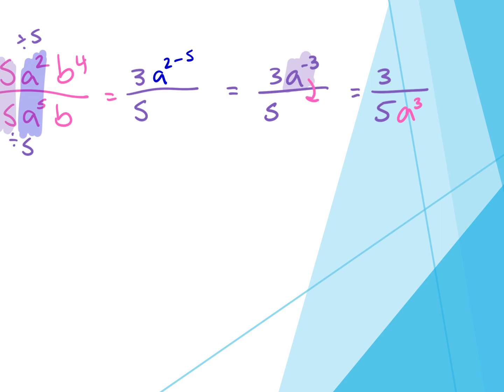Now let's do the b's. How do I combine the b's? If I'm dividing, what do I do? Subtract the exponent, so 4 minus 1, so b to the 3rd power, which is already positive, so I just leave it on the top. So that would be my answer. 3b to the 3rd power divided by 5a to the 3rd power.